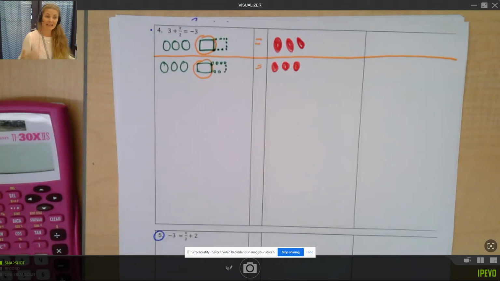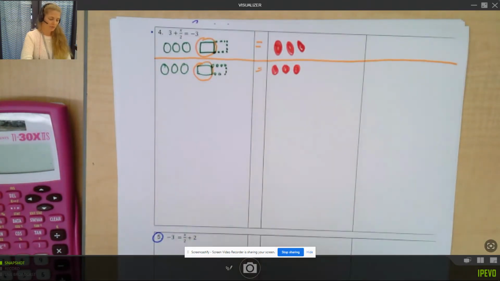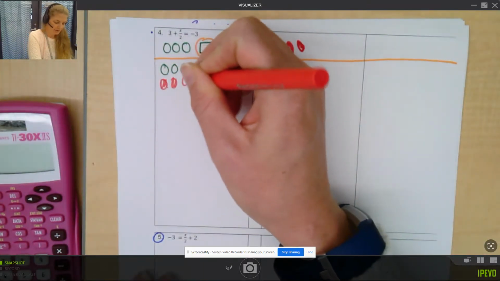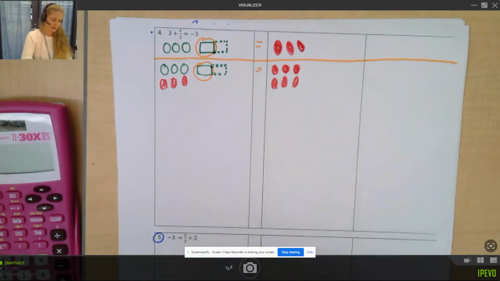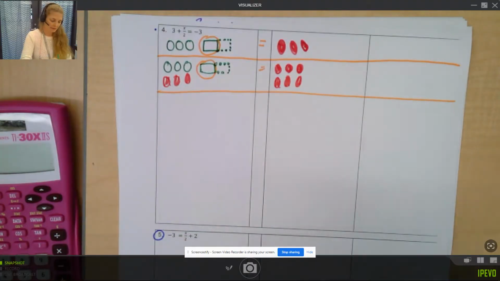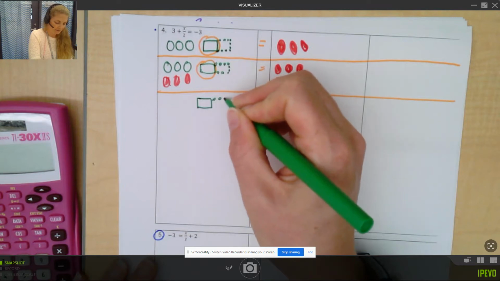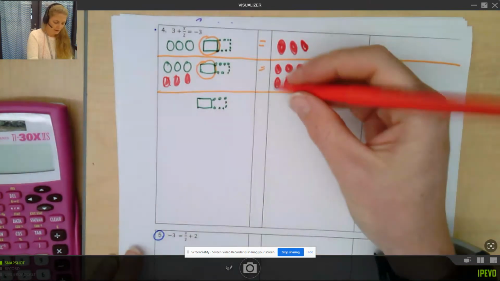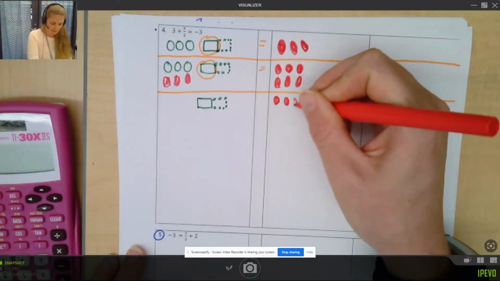From here, we want to isolate our variable. So to get x by itself, we need to get rid of 3 positives. So I'm going to add 3 negatives to both sides. And that's one step. What do we have left? Well, now after we made those 0 pairs, we have half of an x left, and we have 6 negatives on this side.